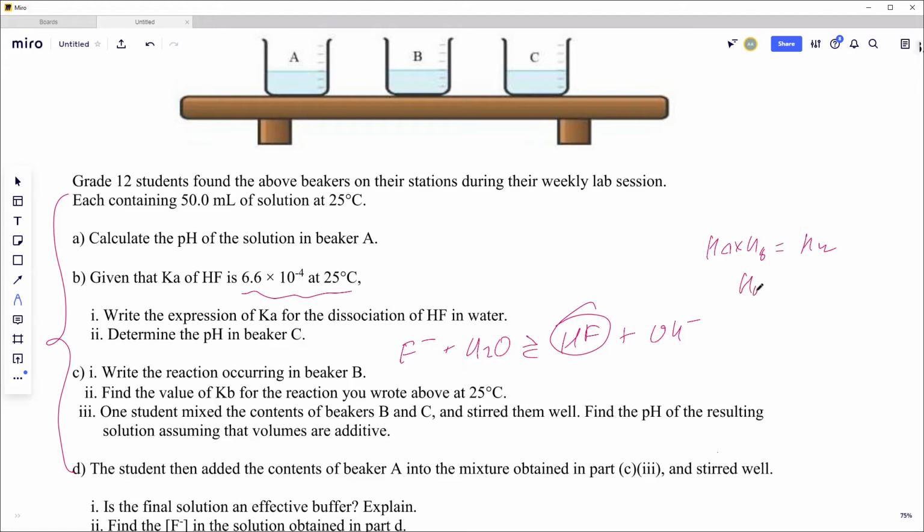So just Kb equals K water over that 6.6 times 10 to the power of minus 4. And K water itself is 10 to the power of minus 14. So just instantly do 10 to the power of minus 14 over 6.6 times 10 to the power of minus 4. You're going to get 1.51, 1.52 times 10 to the power of minus 11. Yeah.